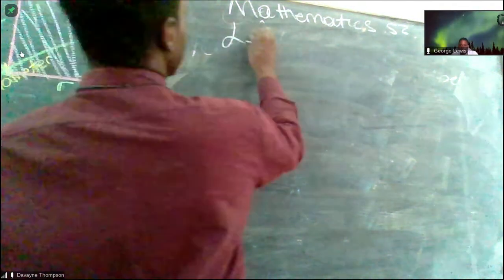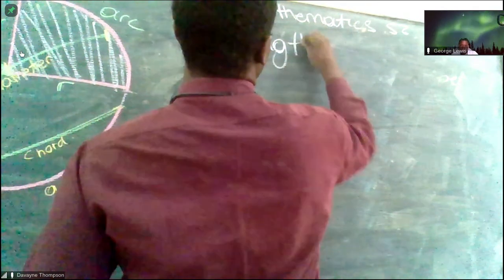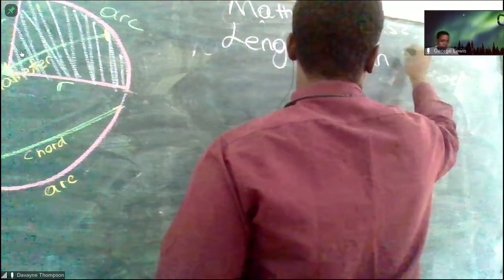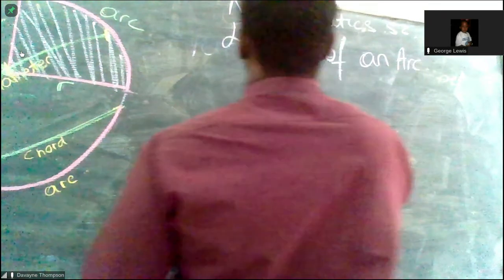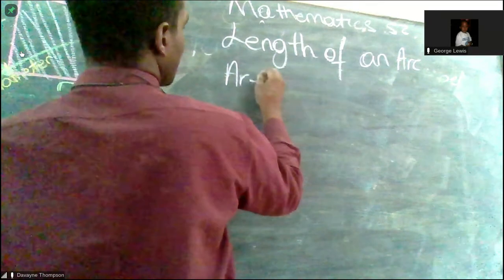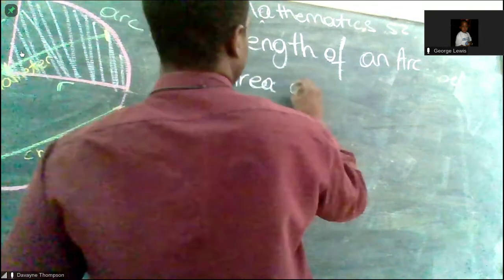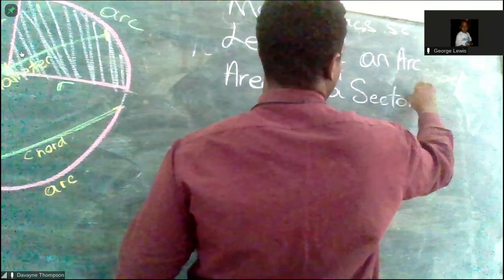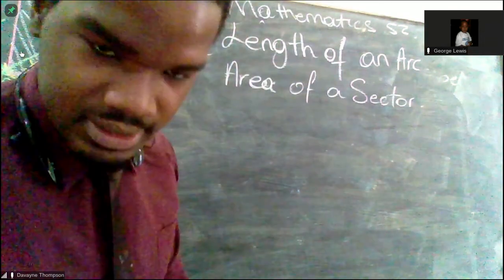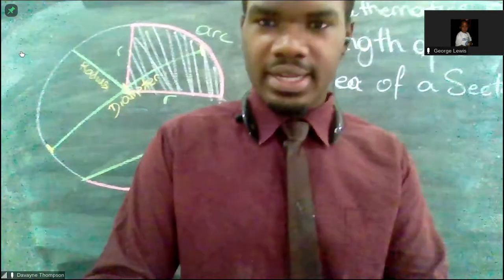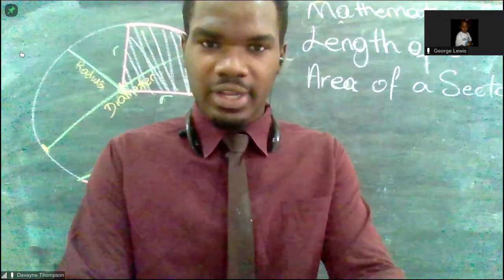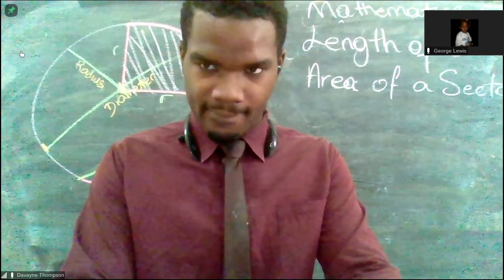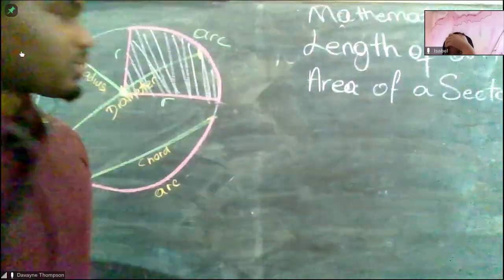Here we go. Focus. Length of an arc, length of a sector rather, length of an arc and area of a sector. But the first one we're going to look at is area of a sector. Stick with me. It's very simple and it's very basic. What was the formula for the area of a circle? Pi r squared. Let's write that.